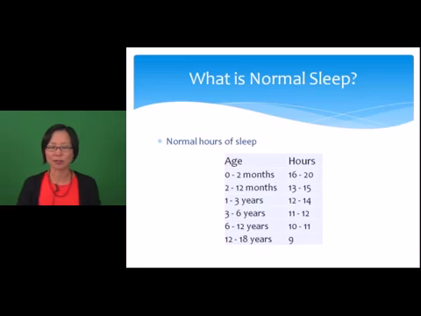So what is normal sleep? Normal hours of sleep vary by age. Infants can sleep up to 20 hours a day. As you get older, the amount of sleep that your body requires decreases. By the time you're 12 months of age, most children are sleeping anywhere from 13 to 15 hours. By the time you're 1 to 3 years of age, that has gone down to 12 to 14 hours and continues to decrease until by the time most kids are teenagers, they need about 9 hours of sleep.